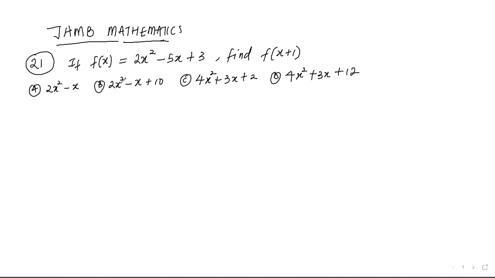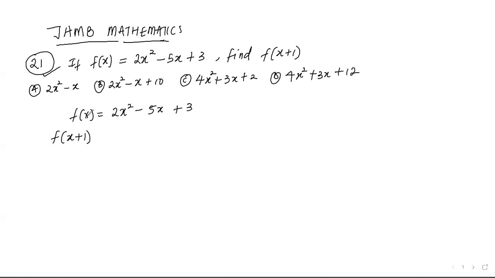So let's start with question 21. Question 21 says, if f of x is equal to 2x squared minus 5x plus 3, find f of x plus 1. Now look here, we are given f of x and they want us to find f of x plus 1. So what do you do? Just add this plus 1 here and you transform every other x to be x plus 1. So now look up. I have f of x is equal to 2x squared minus 5x plus 3. And now I want to find f of x plus 1.